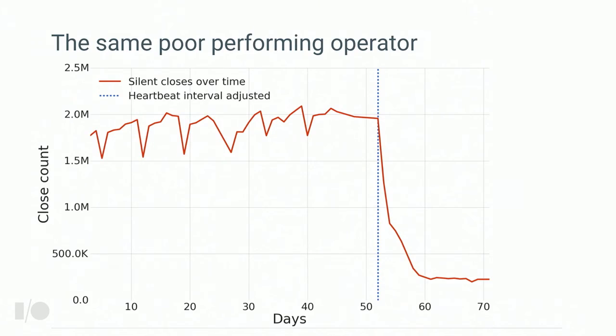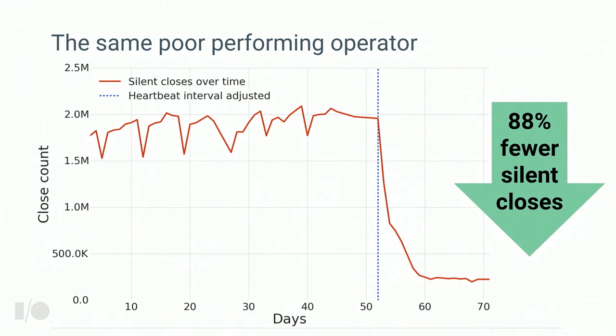So here's that same data in a different form. As you can see, for the first 3/4 of the graph, the silent closes over time hover pretty steadily between 1.5 million and just over 2 million. On the other hand, when we adjusted the heartbeat interval, which is that blue dotted line, you see the number of silent closes drop dramatically. In fact, they dropped 88% down to just around 250,000. That's a huge, huge improvement, and we're very happy that we got to make that.